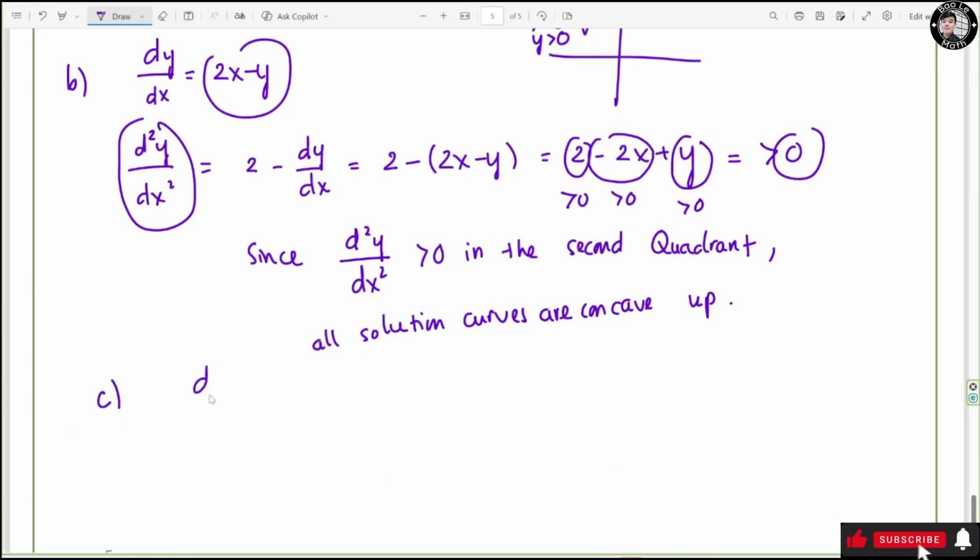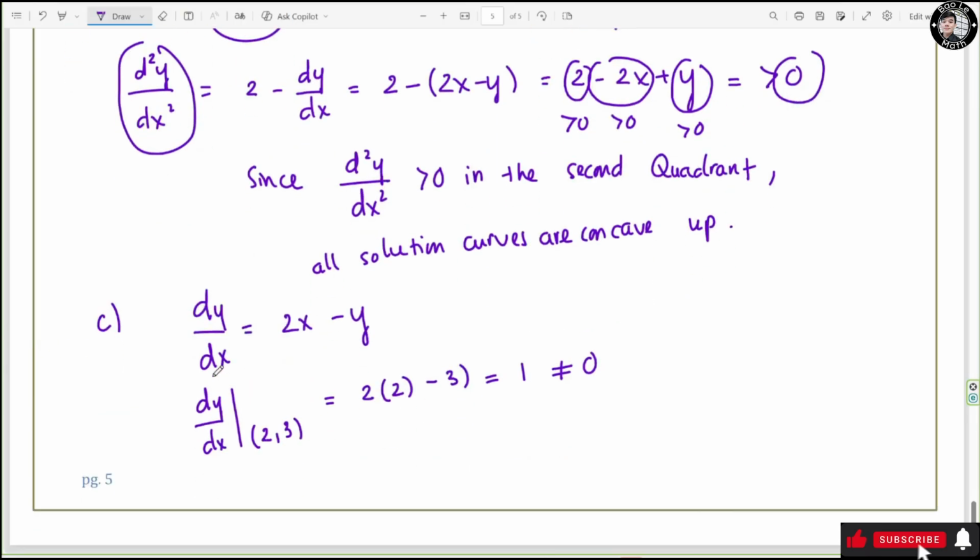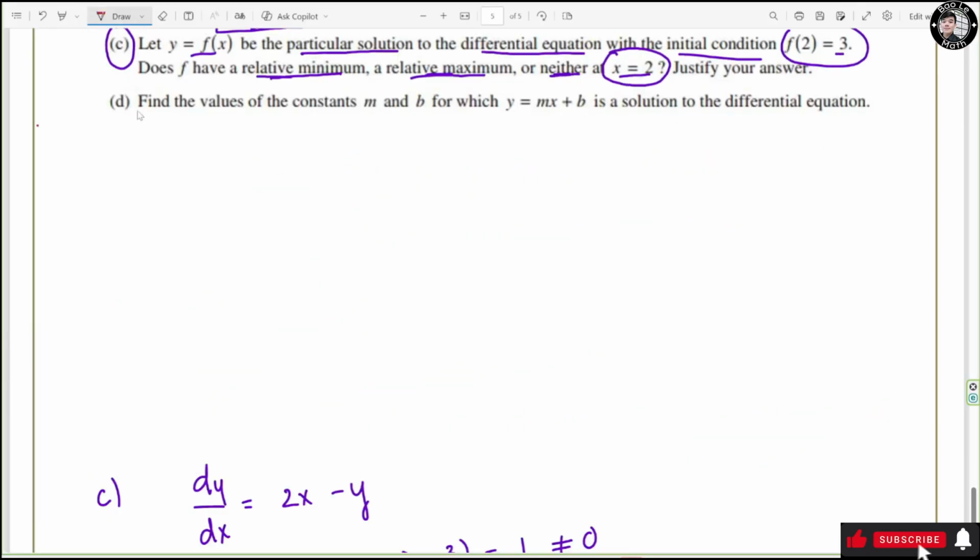See, dy over dx equals 2x minus y, right? And then dy over dx, evaluate this one at x equals 2, y equals 3. It's going to be 2 times 2 minus 3. It's going to be 1, not equal to 0, right? So you can say that the function f has neither a relative minimum nor a relative maximum at x equals 2. Now let's move on to question D.